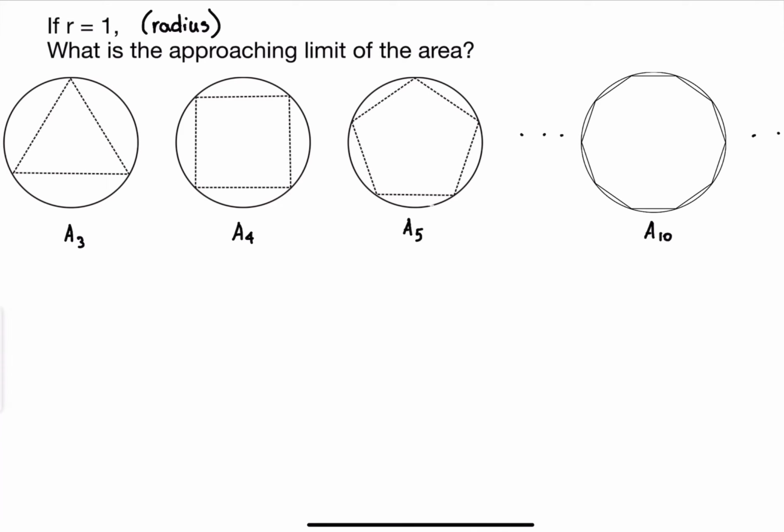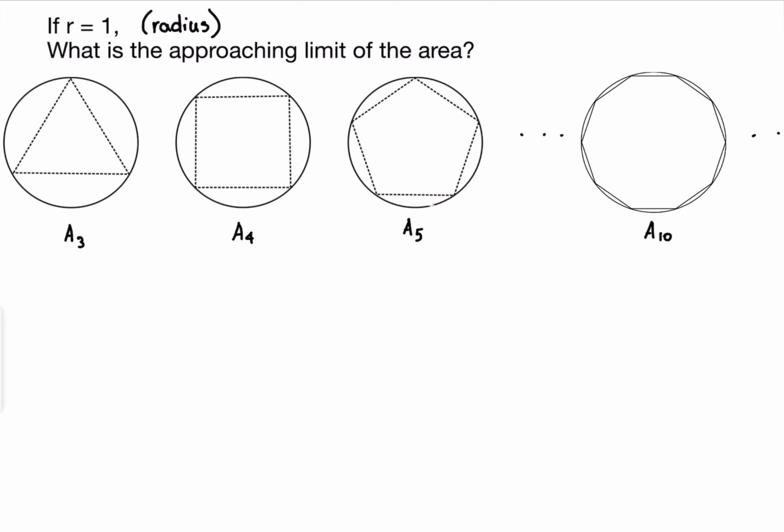Hi everyone, we're back with a new math problem, but what we're dealing with today is a bit different from what we usually deal with. So what we have is, if r is equal to 1, meaning the radius of all these circles is equal to 1, then what is the approaching limit of the area?